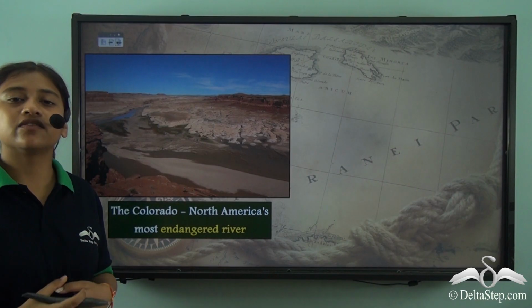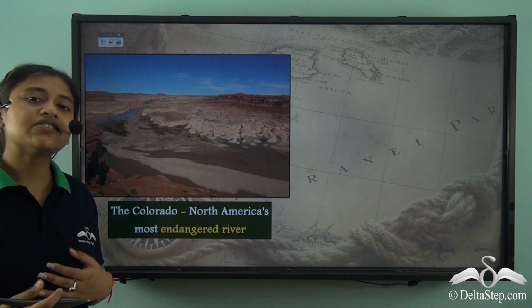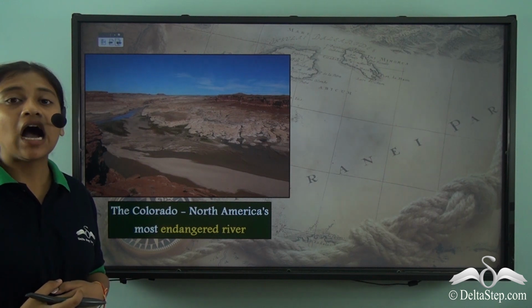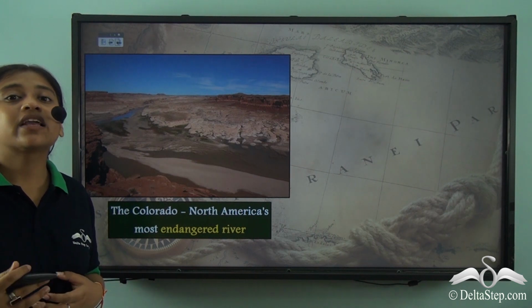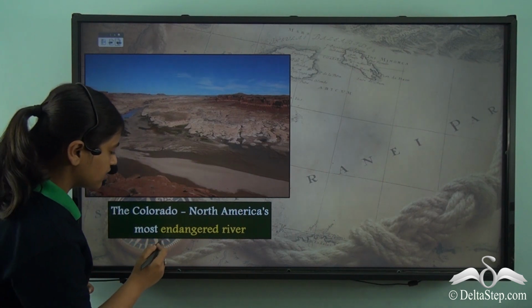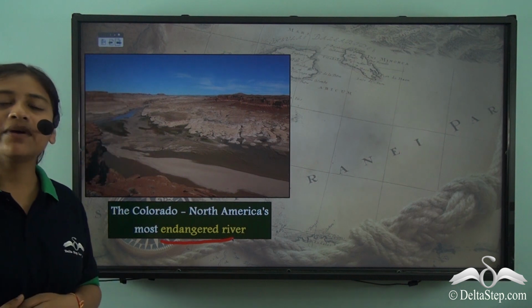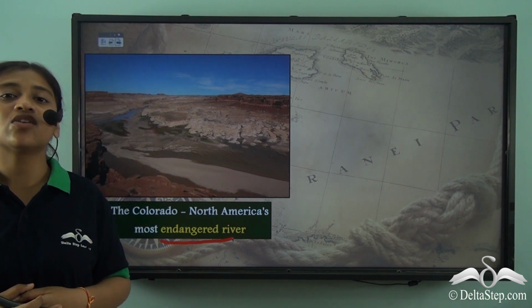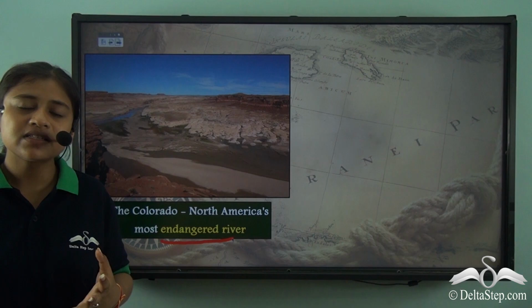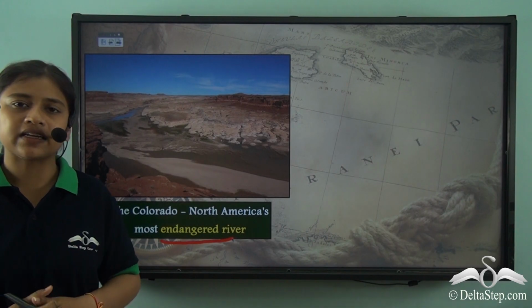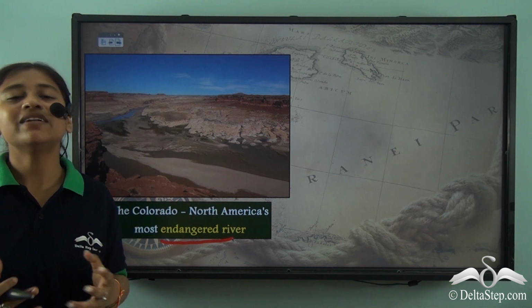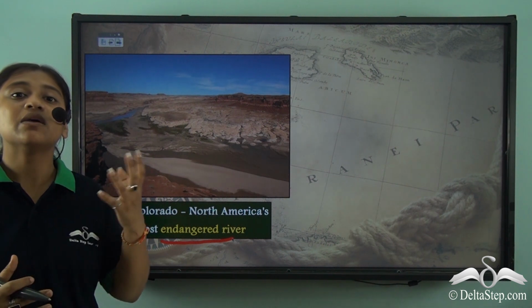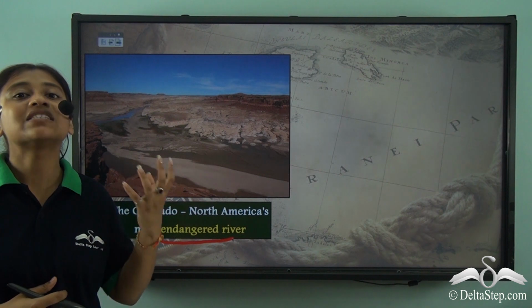Now, the Colorado River is one of the most important rivers of the continent of North America. However, unfortunately, over the years, it has become North America's most endangered river. And why do you think this has happened? This has mainly happened because of the construction of various dams, the poor river management techniques and overuse of the river. So you see, all these human activities have led to the most important river becoming the most endangered one.